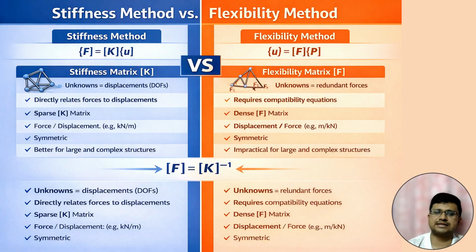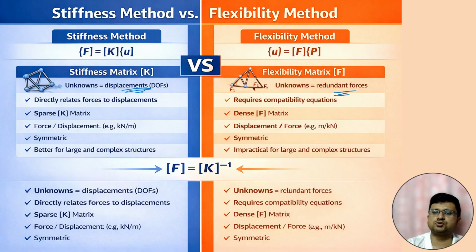Now if we go for a side-by-side comparison of stiffness and flexibility matrix, for the stiffness matrix the displacements are unknown. For the flexibility matrix, forces are unknown and we are applying the force. For the stiffness matrix, we will apply the displacement. For the flexibility matrix, we will apply the force. The stiffness method is also known as the displacement method and the flexibility method is known as the force method.